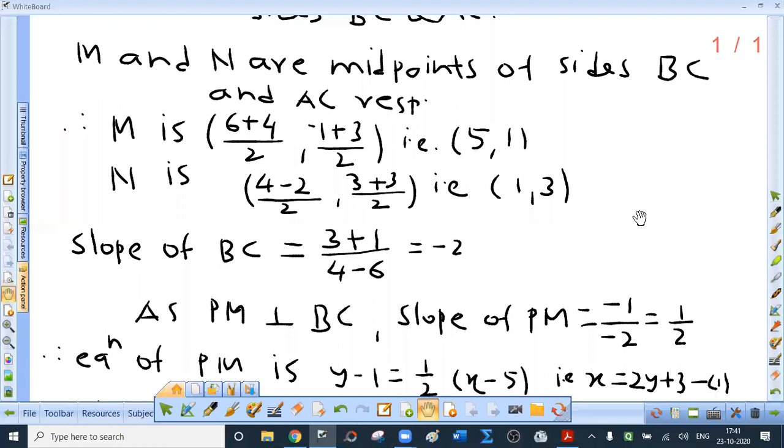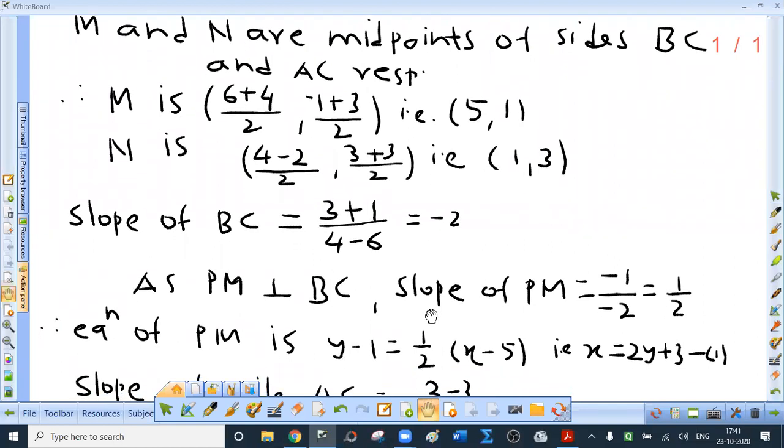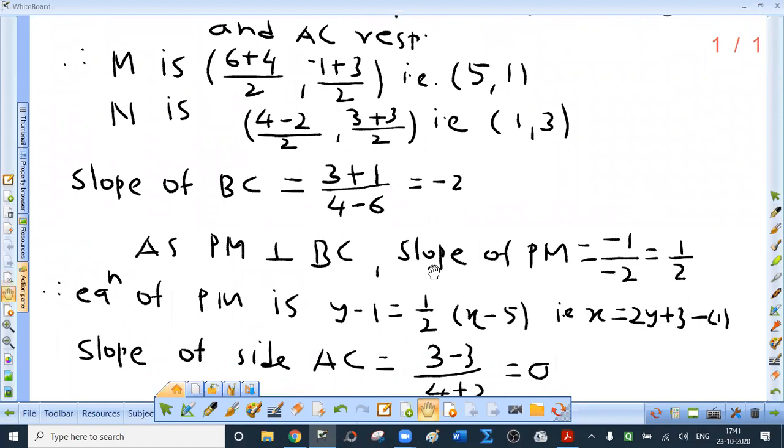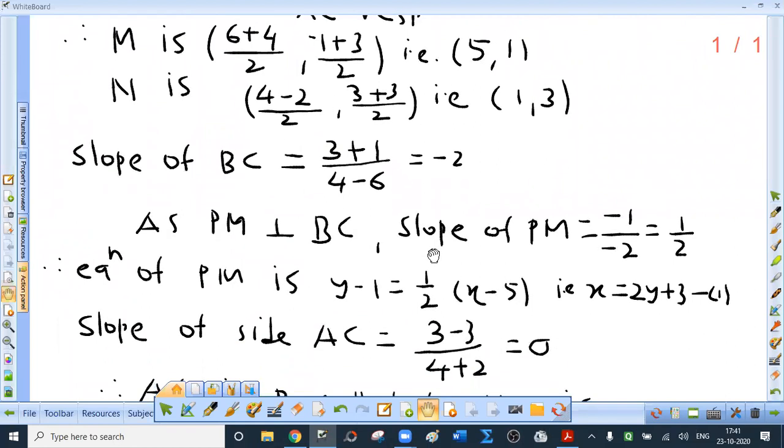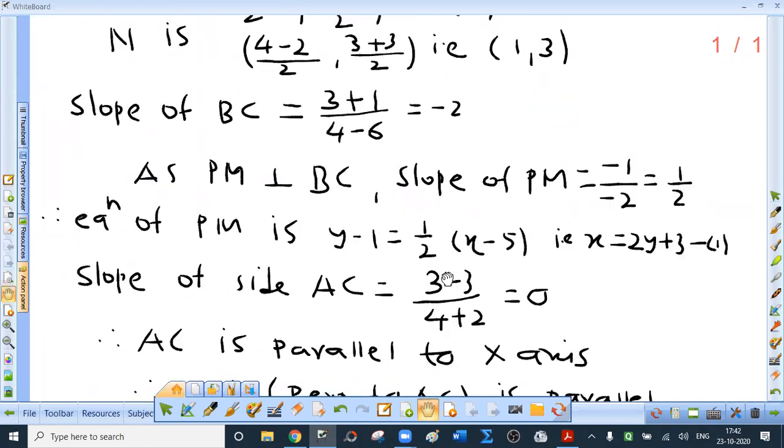So M is (5, 1) and N is (1, 3). M and N are the midpoints of BC and AC. So the slope of BC is minus 2. As PM is perpendicular to BC, the slope of PM, the perpendicular bisector, is half. Now we know the coordinates of M. So what is the equation of PM? y minus 1 equal to half (x minus 5). That is x equal to 2y plus 3.